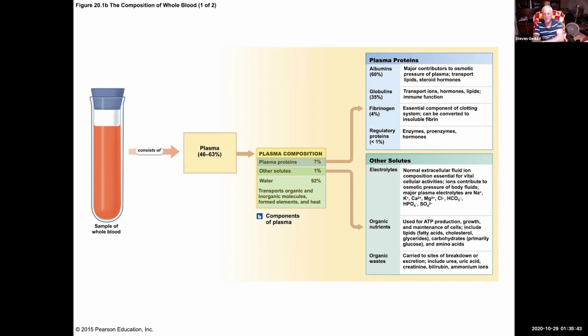Your plasma proteins are albumins, globulins, fibrinogen, and regulatory proteins. Your other solutes are electrolytes, sodium, potassium, phosphate, magnesium, chlorine, etc. And your organic nutrients, used for ATP production, and then organic wastes. So that's what plasma consists of. It makes up between 46 and 63% of blood. And the plasma is composed of plasma proteins, other solutes, and water being 92% of plasma.